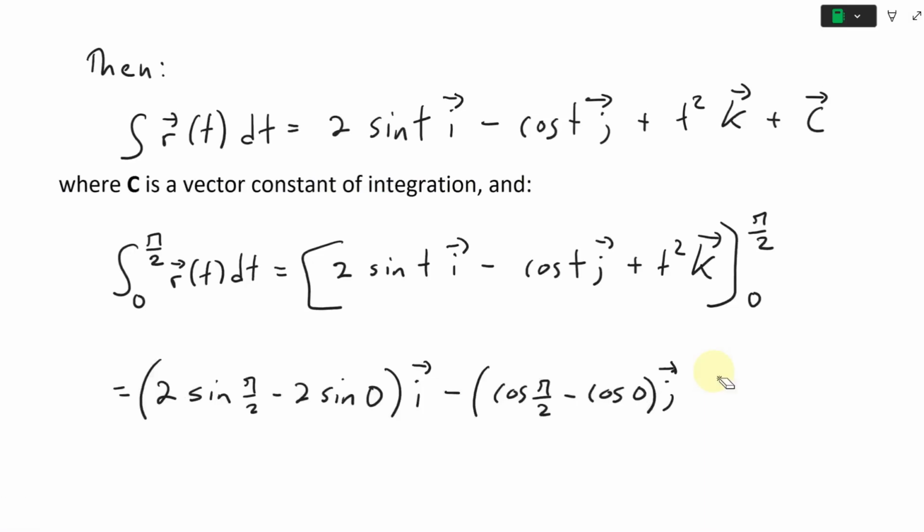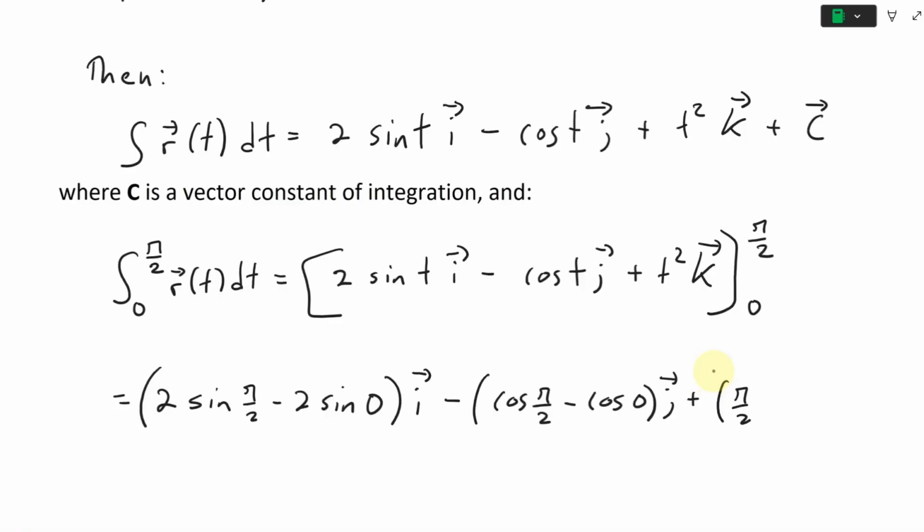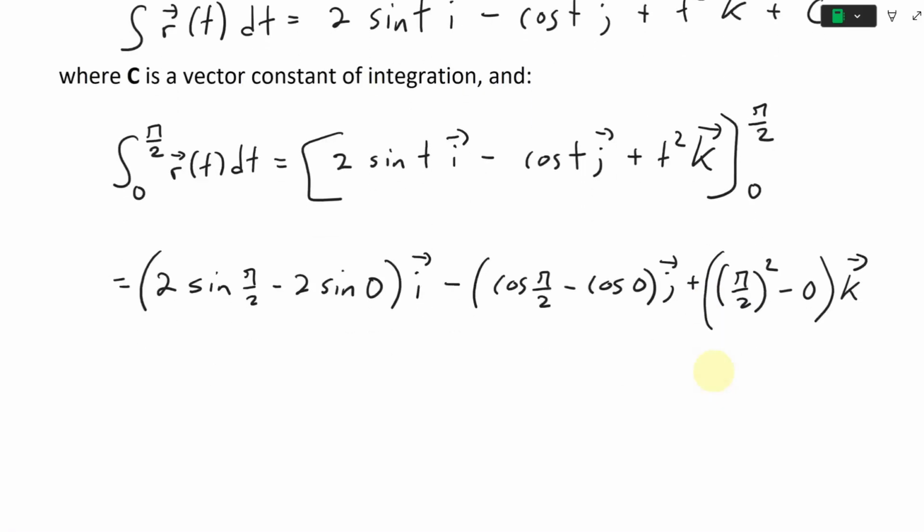And then lastly, this is plus, and this is going to be t squared, which is pi over 2 squared minus 0 squared, and 0 squared is 0. I'll put another bracket. This is going to be our k. It's good, I just put it for completeness. Now let's just start solving all these.